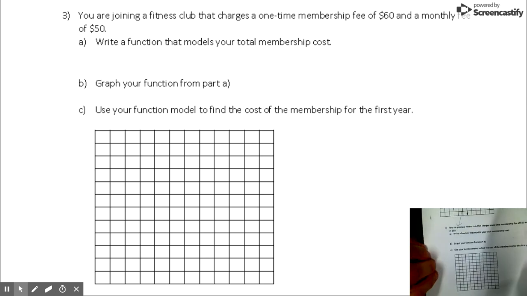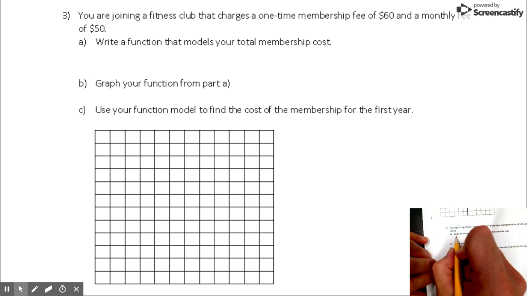Let's look at one more example, one that works around a word problem. So this sets us up that we're joining a fitness club, and there's a one-time membership fee of $60 and then a monthly fee of $50. And it asks us to write a function that models the total membership cost over time for joining this club.